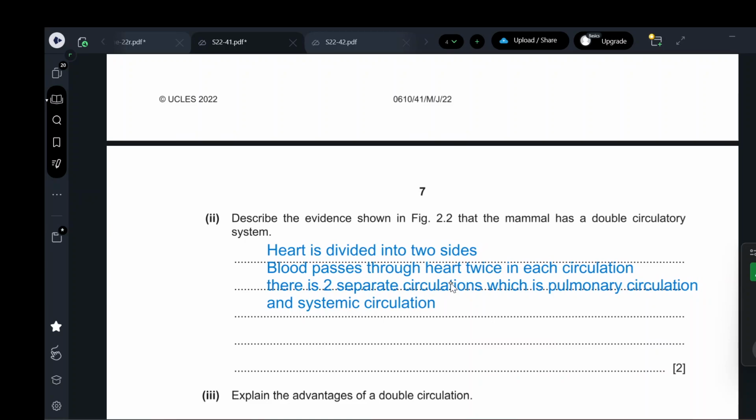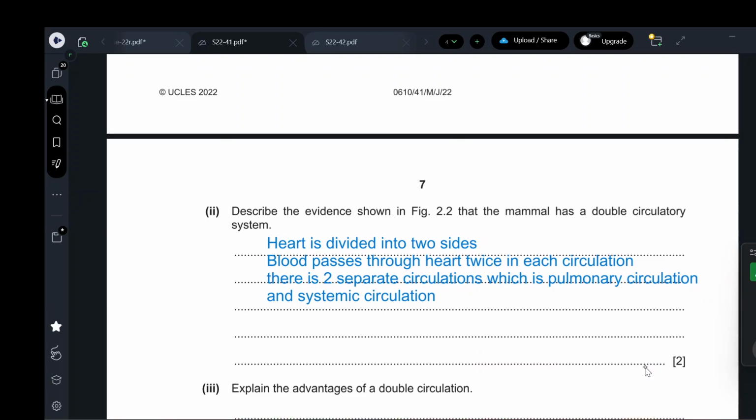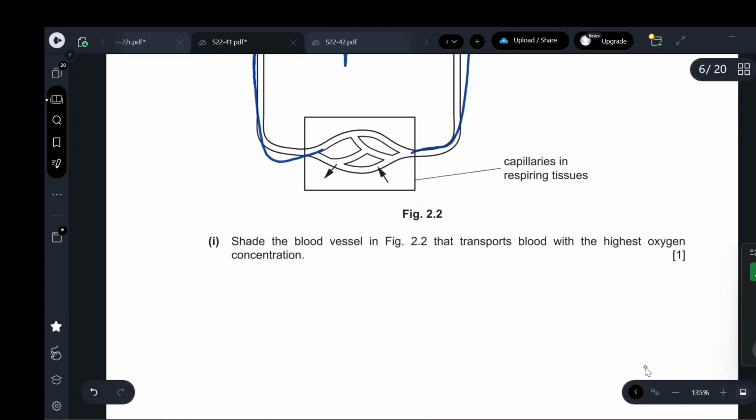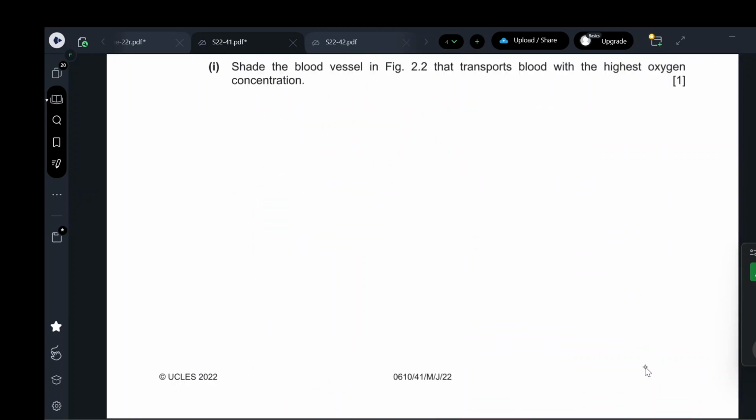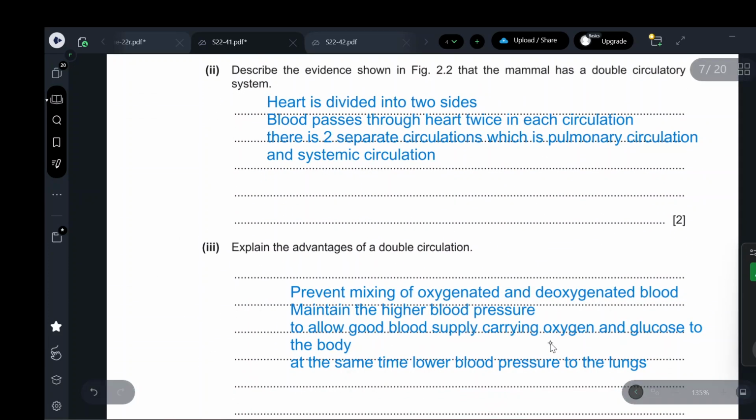Explain the advantages of double circulation. Why is this better for humans or for mammals in general? Number one, it prevents mixing of the oxygenated and deoxygenated blood. As we said, the heart acts as a double pump, right side and left side. It maintains high blood pressure. The left side always has higher blood pressure in order to reach all your organs. It allows good blood supply carrying oxygen and glucose.